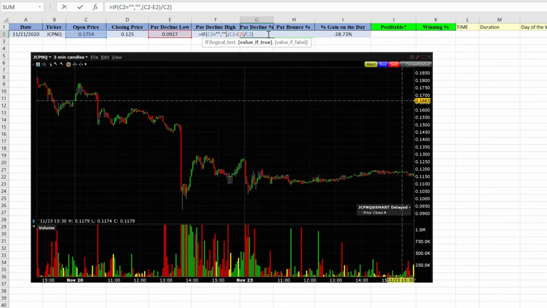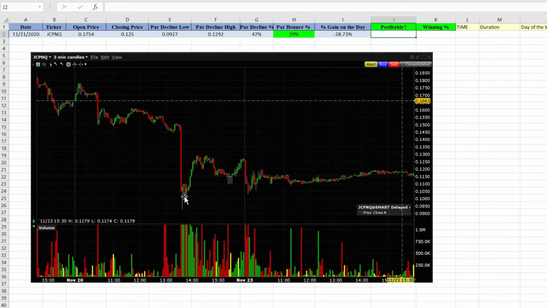So let's say, oops, my bad. If I have nothing here and I drag it down, you see I have the empty cell. If I didn't have this if statement, I would have some kind of ugliness here, and it's never good. So now, was this trade profitable?